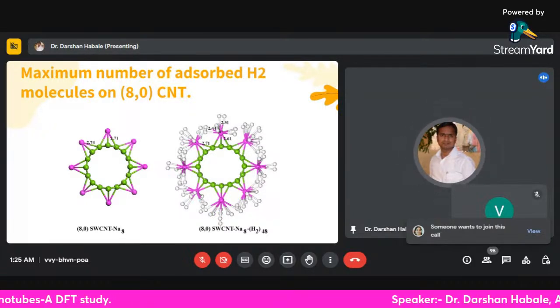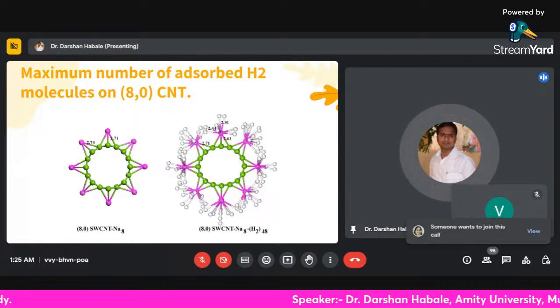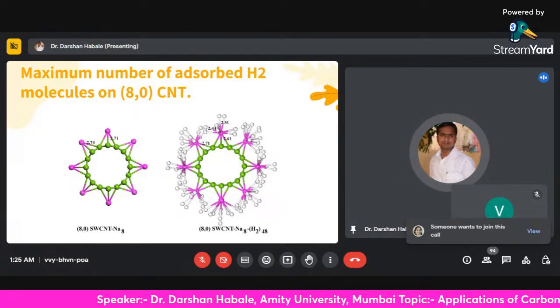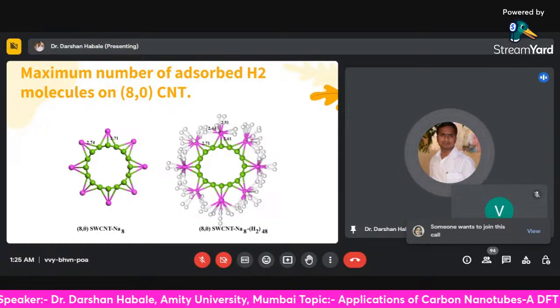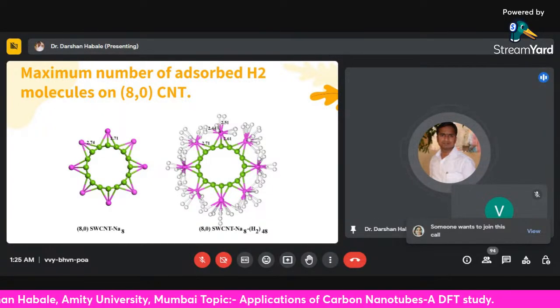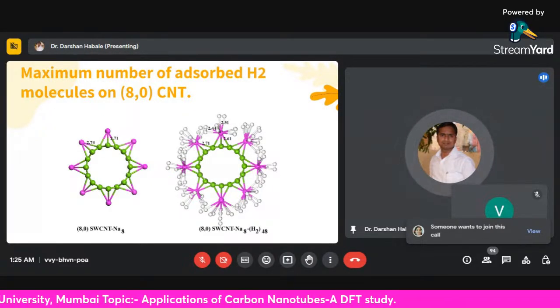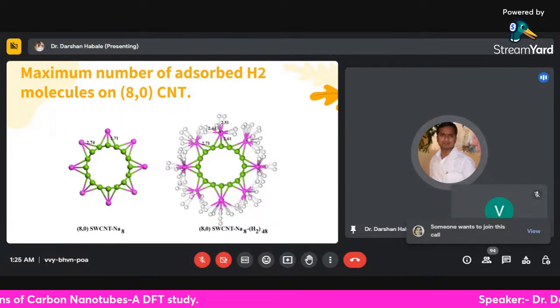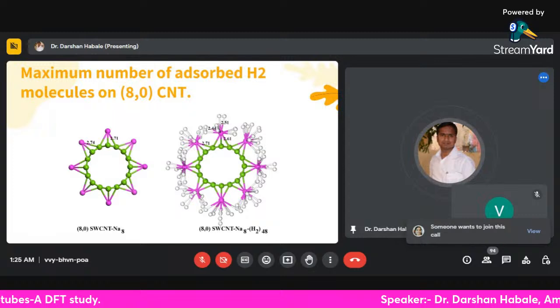And after that, you may ask, if we are placing them like this, is there an interaction between two sodium atoms? Okay, so it's not like that. We have placed the distance between these two sodium atoms sufficiently high, more than 5 angstrom. If it is more than 5 angstrom, there is no interaction between two sodium atoms.